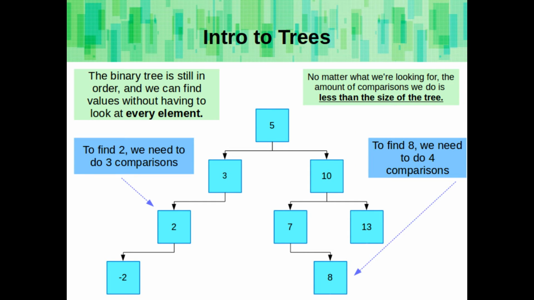Now the binary tree is still in order, and we can find values without having to look at every element of the tree. So no matter what we're looking for, the amount of comparisons we do is less than the size of the tree. So to find 2, we do 3 comparisons. To find 8, we need to do 4 comparisons.